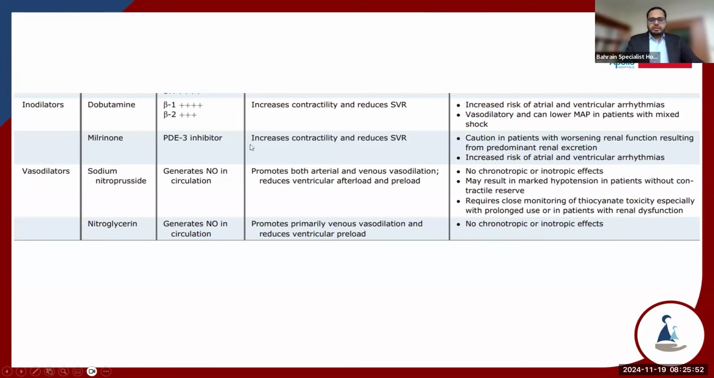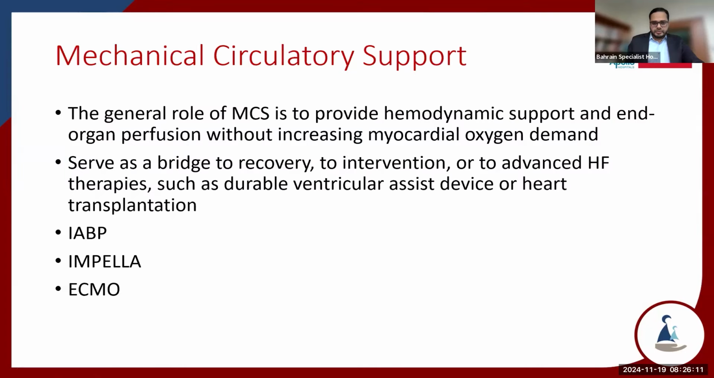Already discussed dobutamine and milrinone. They increase the contractility and reduce the systemic vascular resistance. And when the pressures are on the higher side and the patient has continuous ischemia, then we can give these patients nitroglycerin or sodium nitroprusside. But we have to be very careful in monitoring these patients' blood pressures.